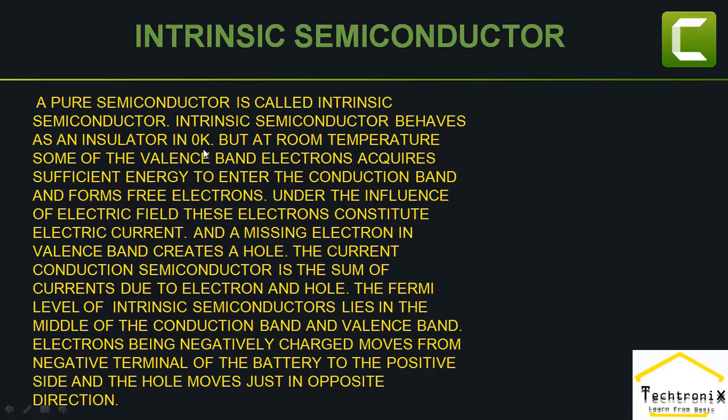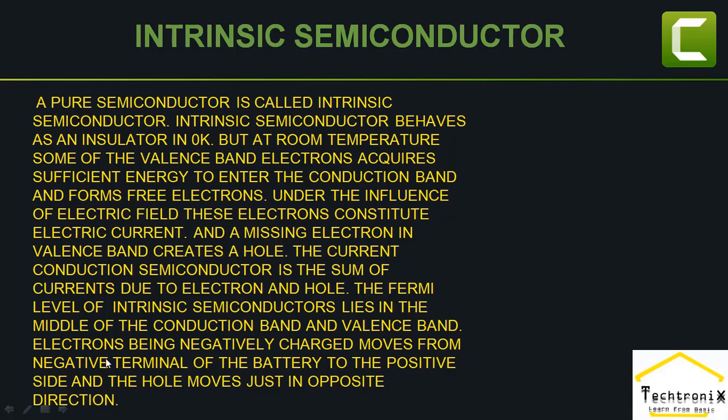Intrinsic semiconductor behaves as an insulator at 0 degree Kelvin. But at room temperature, some of the valence band electrons acquire sufficient energy to enter the conduction band and form free electrons. Under the influence of an electric field, these electrons constitute electric current, and the missing electron in the valence band creates a hole. The current conduction in a semiconductor is the sum of currents due to electrons and holes. The Fermi level of an intrinsic semiconductor lies in the middle of the conduction band and valence band.